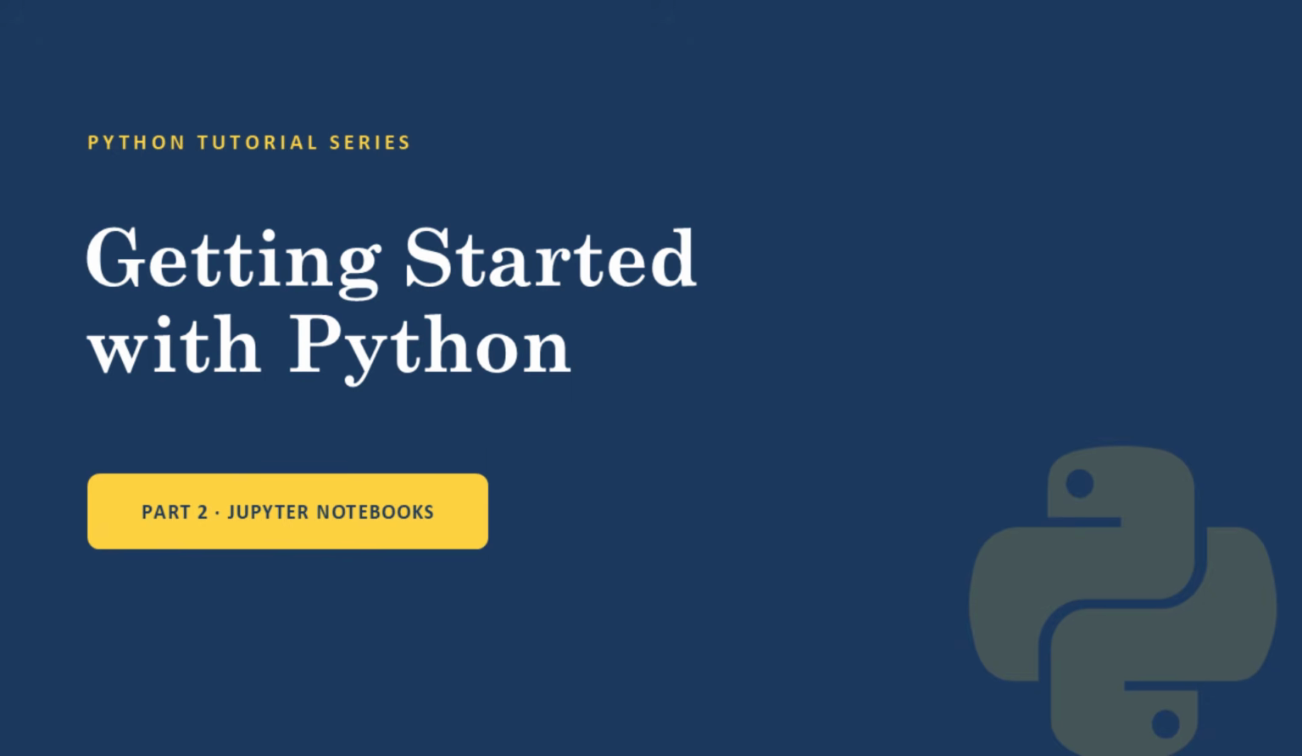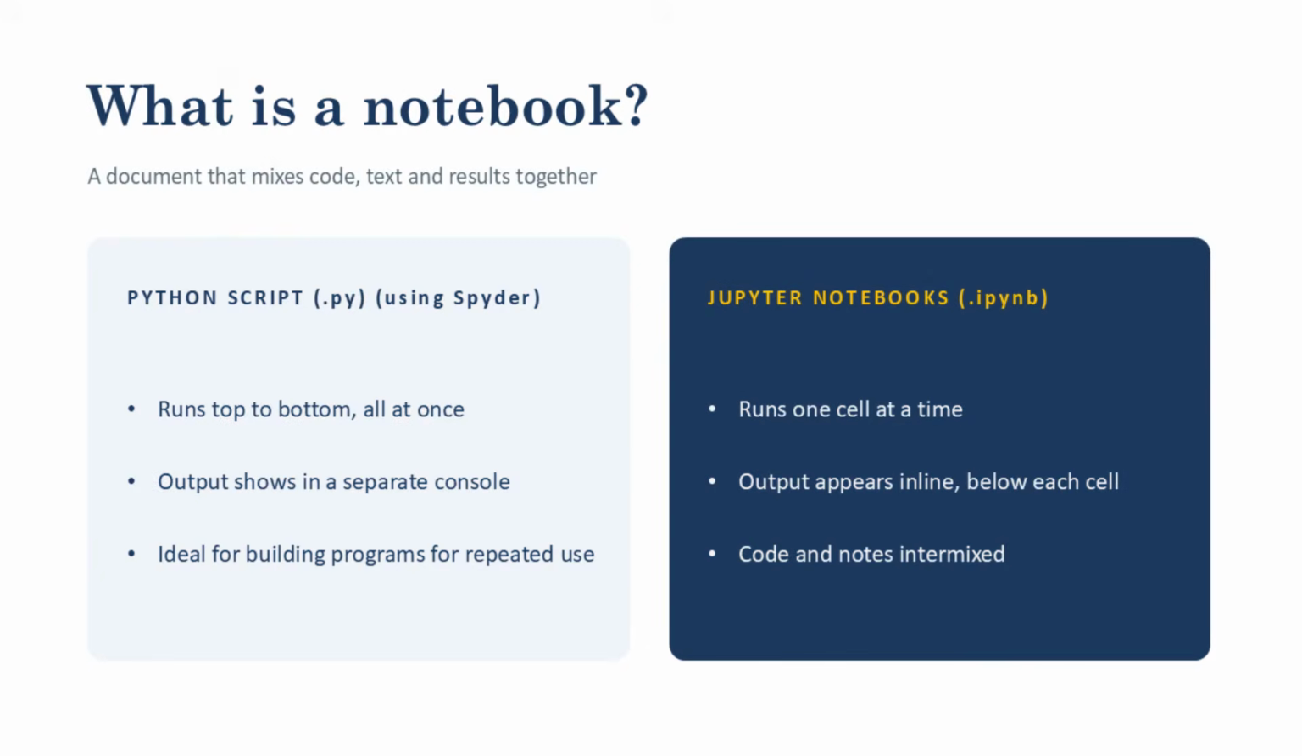So what is a notebook? In Spyder, we had a script, a plain text file of code that runs top to bottom all at once, with the output showing up in a separate console panel. A notebook is different. It's a single document that holds your code, your written notes, and your results all together in one place. The code is broken into chunks called cells, and you run them one cell at a time. And when you do, the output appears right underneath the cell inside the document.